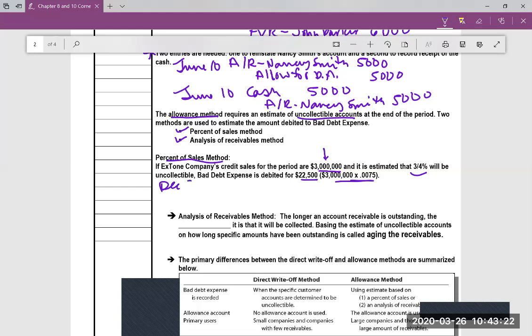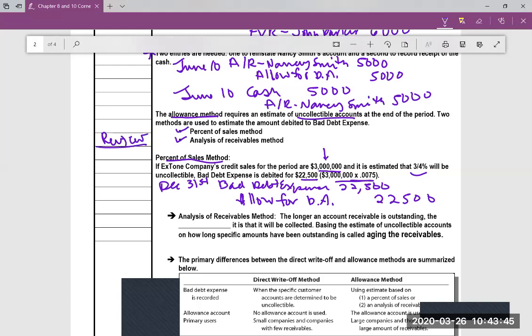They would, on December 31st, go ahead and record their bad debt expense because they're following the allowance method for the $22,500. And remember that the credit goes to allowance for doubtful accounts, which is the contra asset account. Okay, now I do want to do just a little bit of a review here.